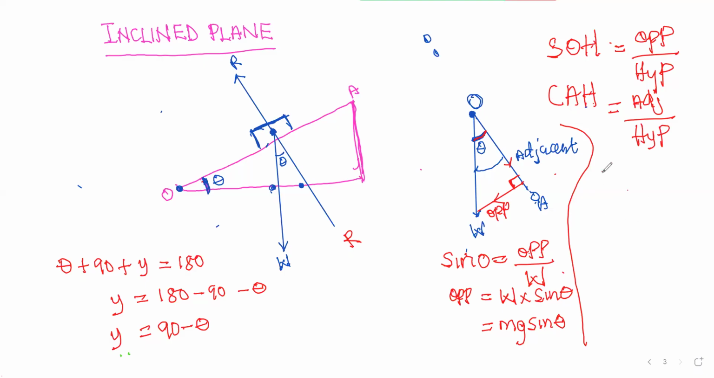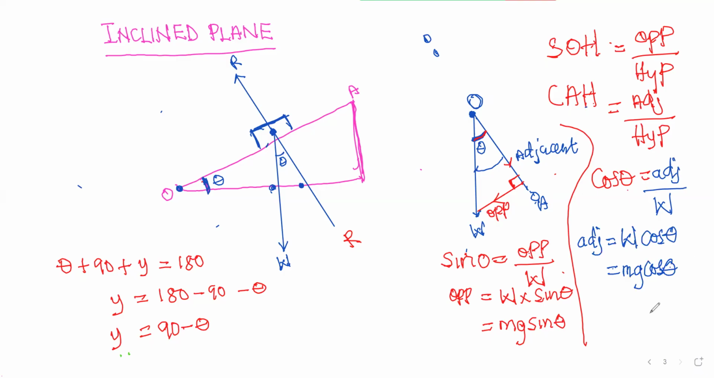So when we take cosine of the angle theta, we have the adjacent which we are looking for, colored in blue. So adjacent divided by the hypotenuse, which is W. If we make adjacent the subject, we have W times cos theta. Since weight is mg, the adjacent is mg cos theta. Let's bring this back to the inclined plane.